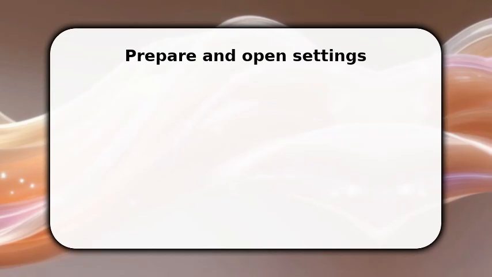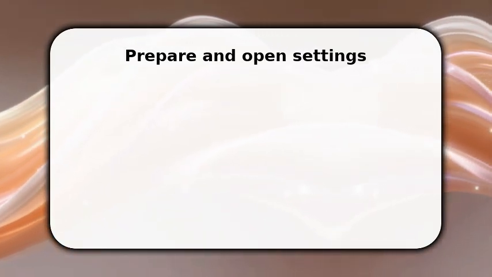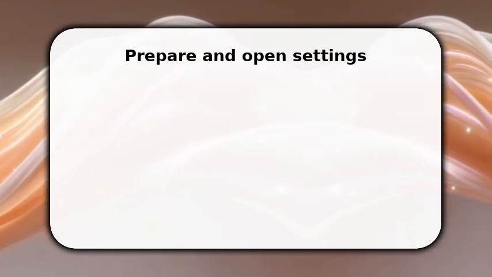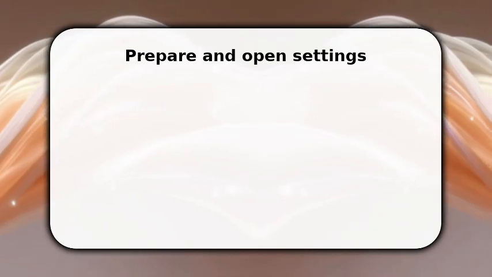Tap notifications or sounds and vibration right away. That's where the core toggles live. You'll find Do Not Disturb, app lists, and system categories. Choose the path that fits how quiet you need to be.